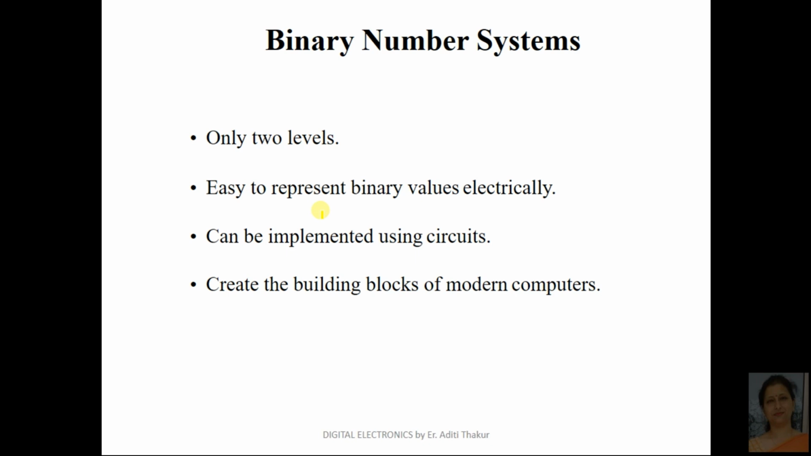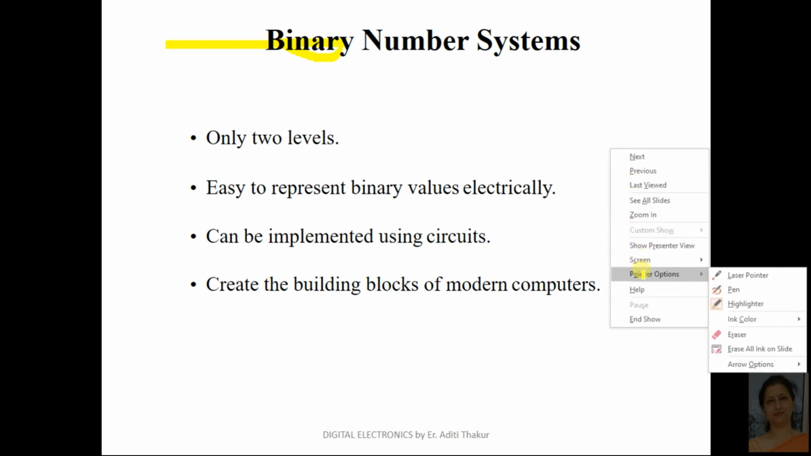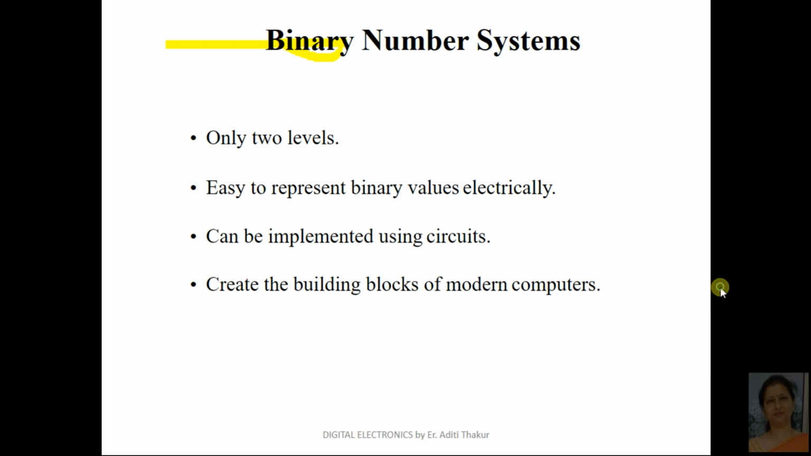Now, what is a binary number system? As its name suggests, binary means two, only two levels. So, it has two levels. Now, it is easy to represent binary values electrically. We can easily represent two values electrically.